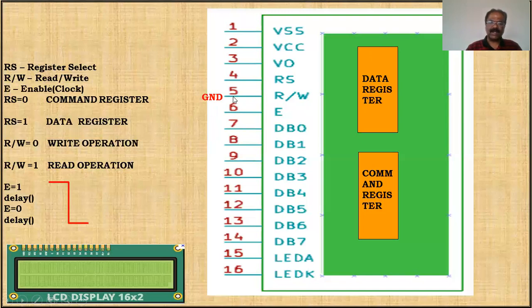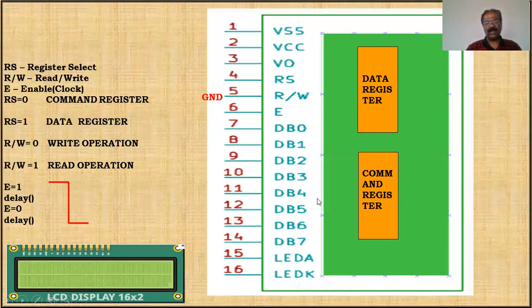Therefore, it's always connected to ground, because otherwise we would have to use one pin from the LPC 2148. There is no need to write any program to control this signal. Therefore, you can connect it directly to ground. It is always low, which means it's a write operation.